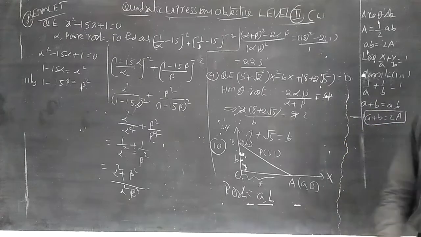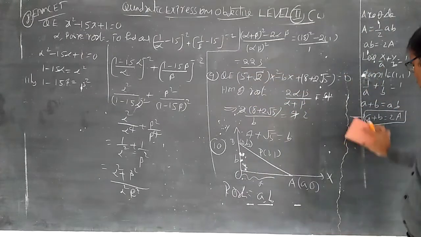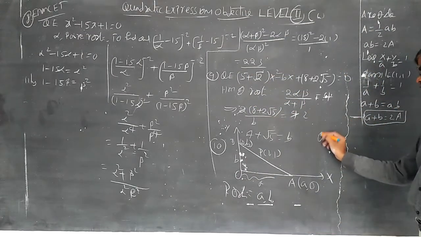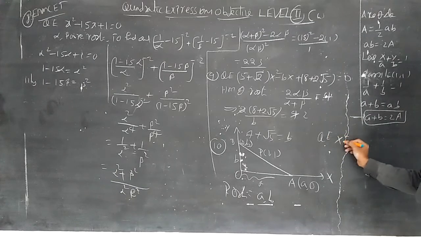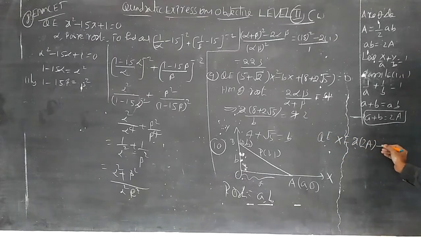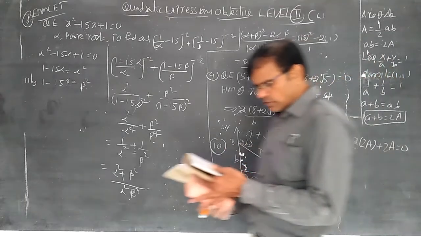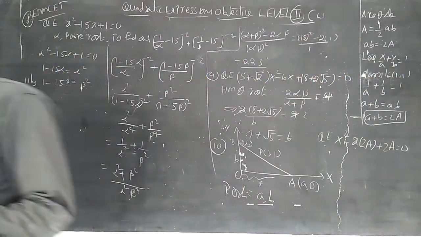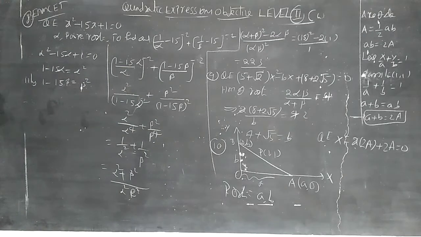Now you can get the answer as a quadratic equation. Required quadratic equation is x square minus x into sum of roots plus product of roots equal to 0. X square minus x into 2a plus 2a equal to 0. Here it is second option.